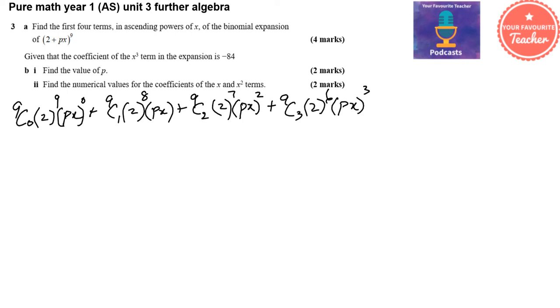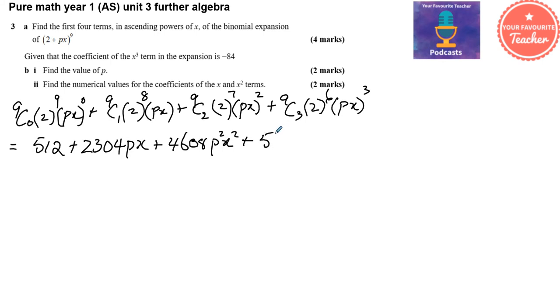These are just numbers that we can now put into our calculator, and if we do that, it's equal to 512 plus 2304px, plus 4608 p squared x squared, plus 5376 p cubed x cubed. So that's the first part of the question.